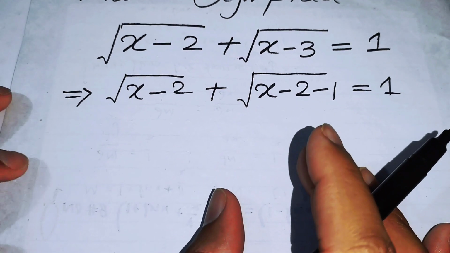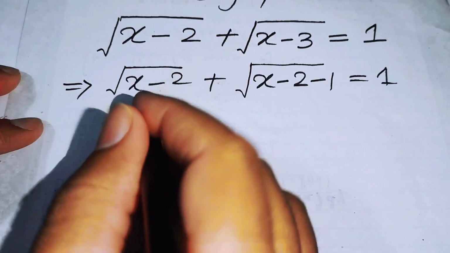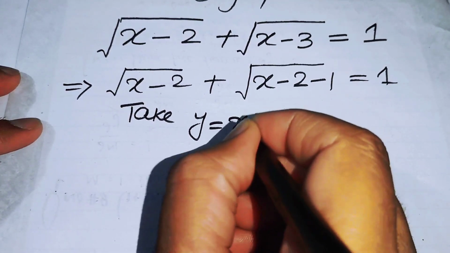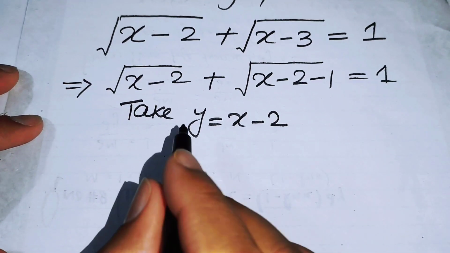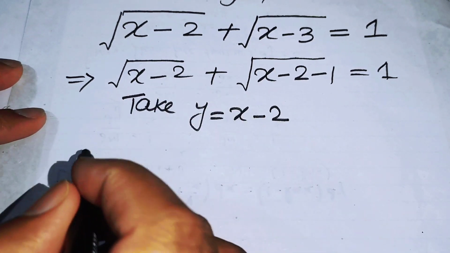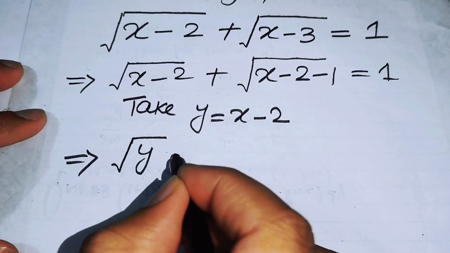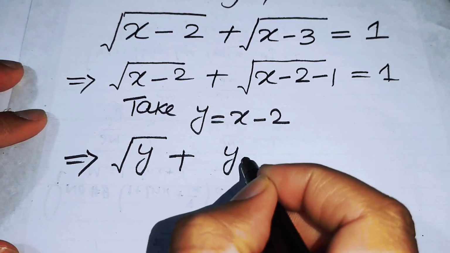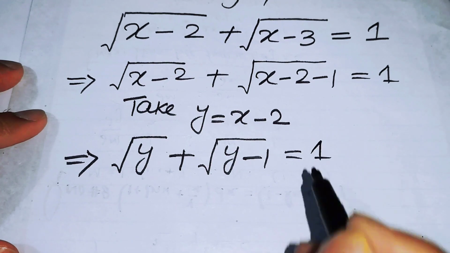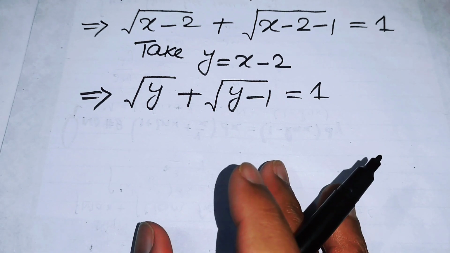And after that I will write this expression in simplified form, so here I will take y equal to x minus 2. So when we substitute this x minus 2 by y, this expression will become square root of y plus square root of y minus 1 is equal to 1. And after that I will apply squaring on both of the sides.